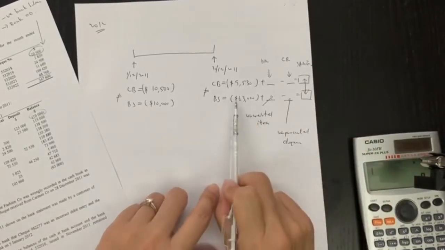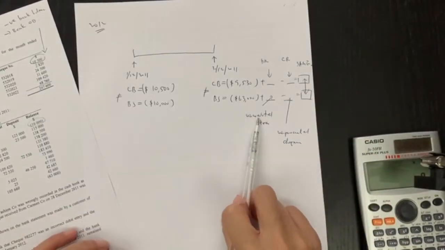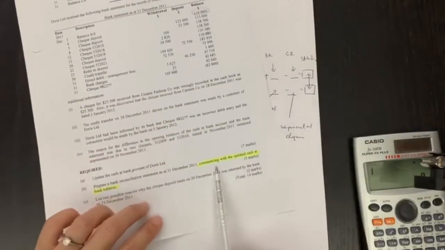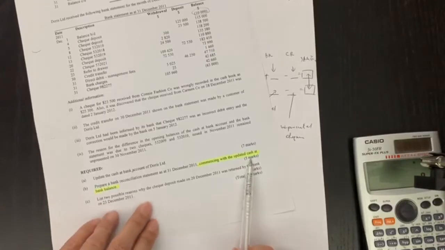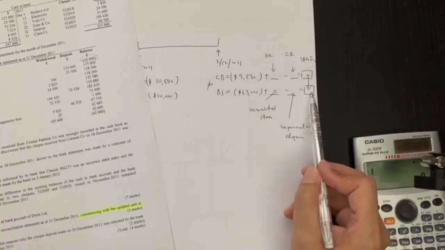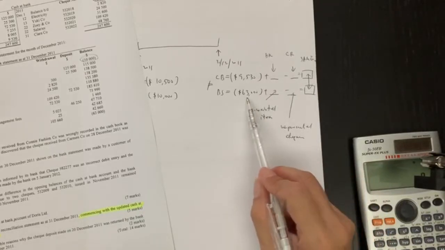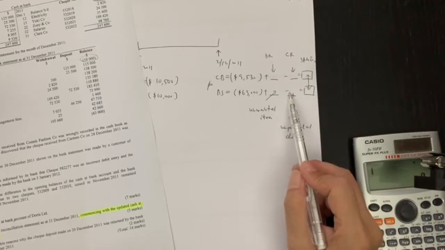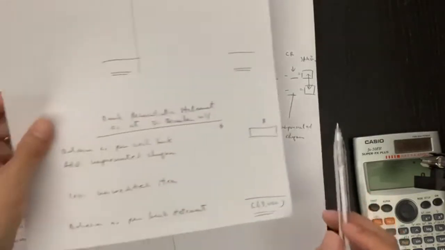Okay, now if we start with this figure, we add uncredited item and minus unpresented check. But the question says, commence with what? Updated cash at bank balance. So we don't start with this figure, we start with this figure instead. So the final answer is equal to this. Therefore, we have to do the opposite, that is add unpresented check and minus uncredited item.